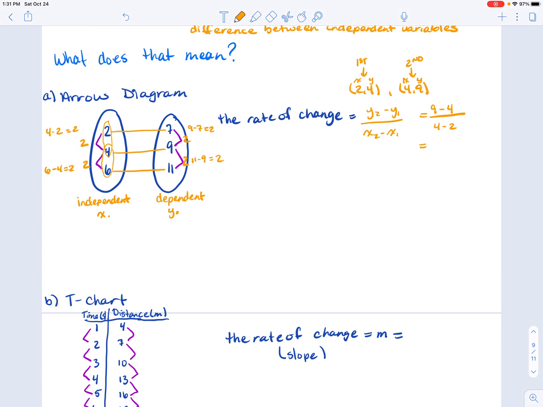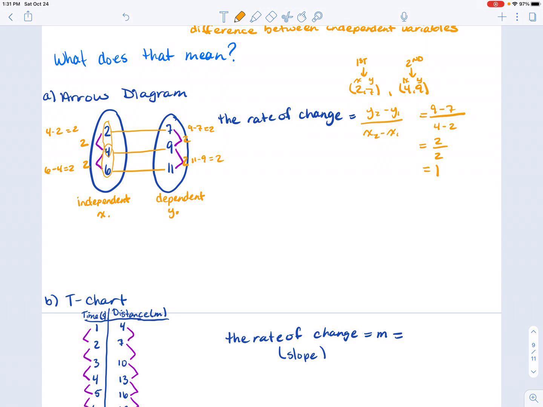So in this example, 9 minus 7. I just wrote this down wrong here. Let's put it as 7, fix it here. So I have 2 over 2, and of course that equals 1.